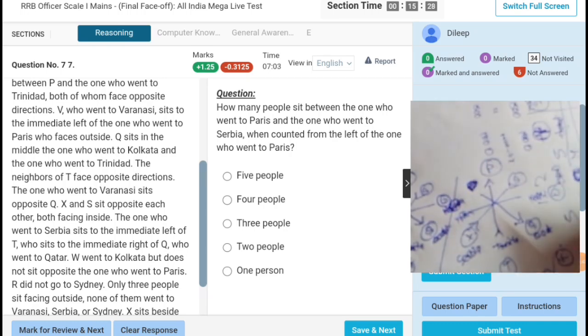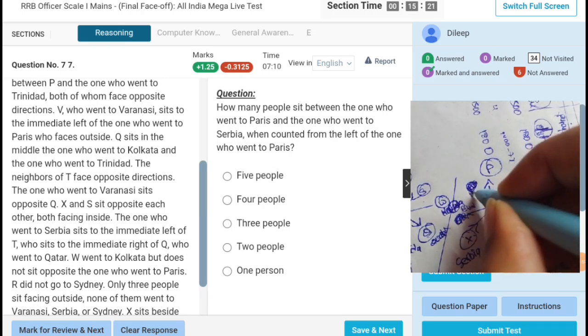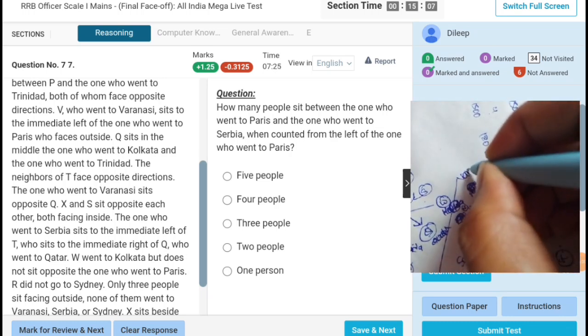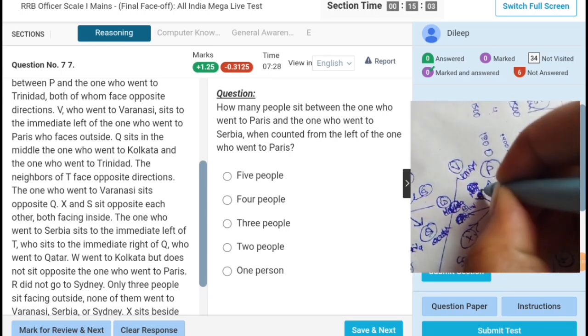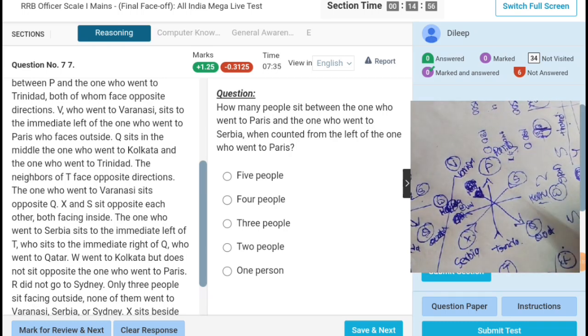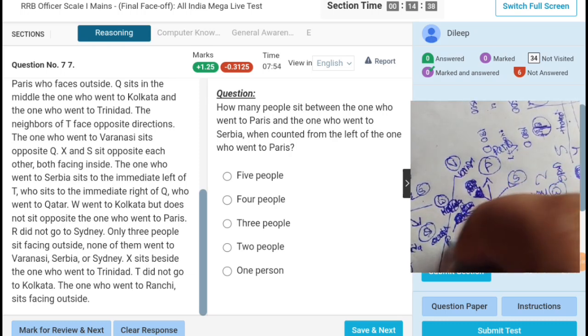Varanasi immediate left of the Paris. Paris face outside. And the face opposite directions, and the one who Varanasi is opposite to Q. So Varanasi and Paris. One, two. Ranchi facing outside. So this is Ranchi.